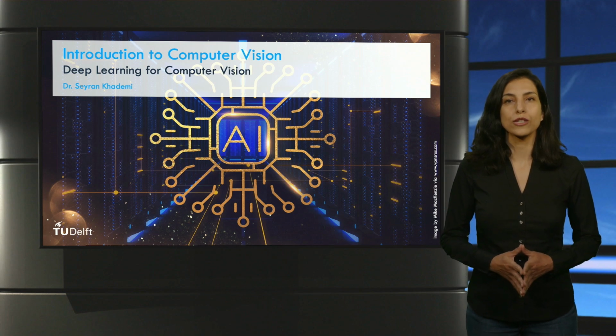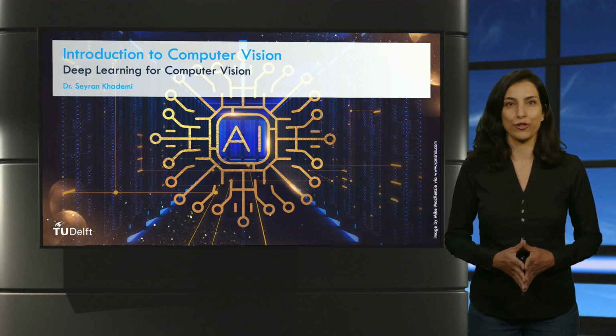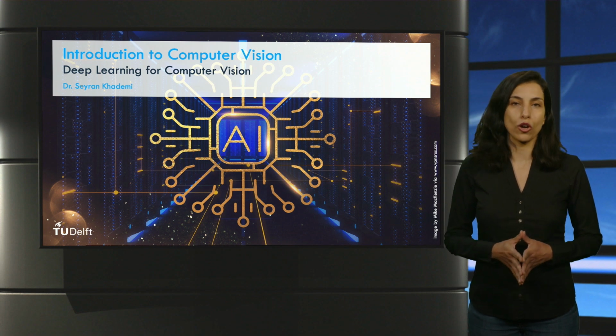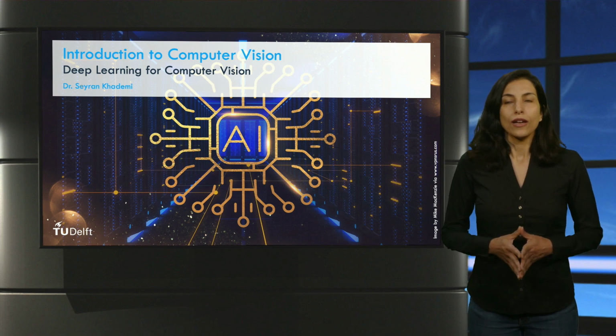In this video, I explained the deep learning shift in computer vision. After watching this video, you will be able to explain the difference between old school and modern computer vision. Let's take a look at the cat and dog image classification problem.